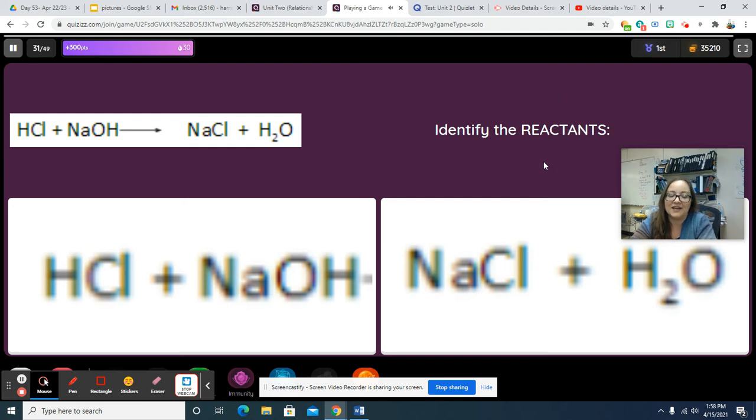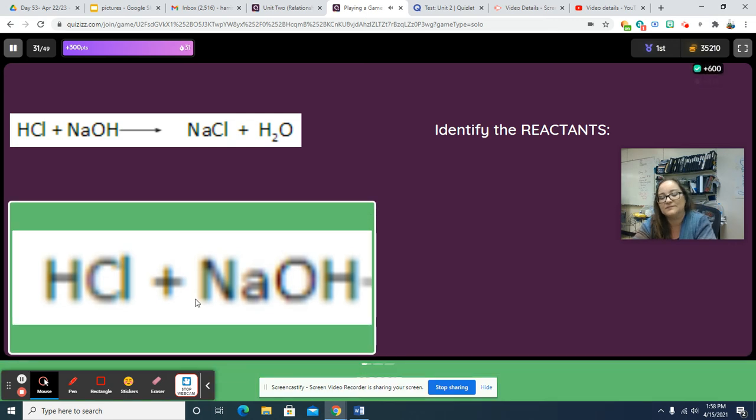Identify the reactants. So again, it's blurry, but you just have to be able to tell what's here on the left-hand side. It's that stuff.